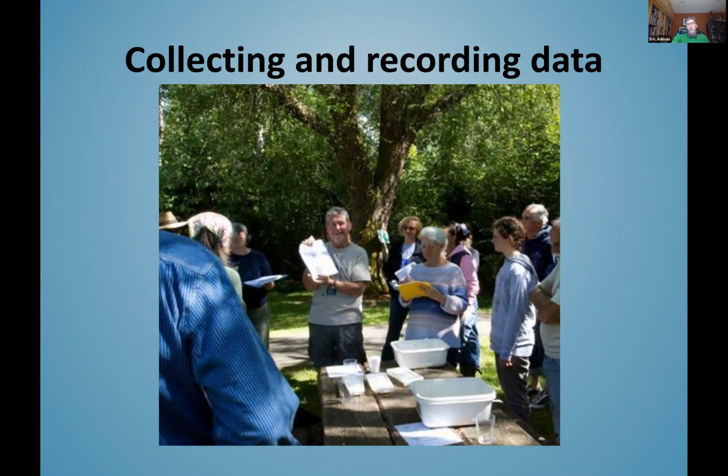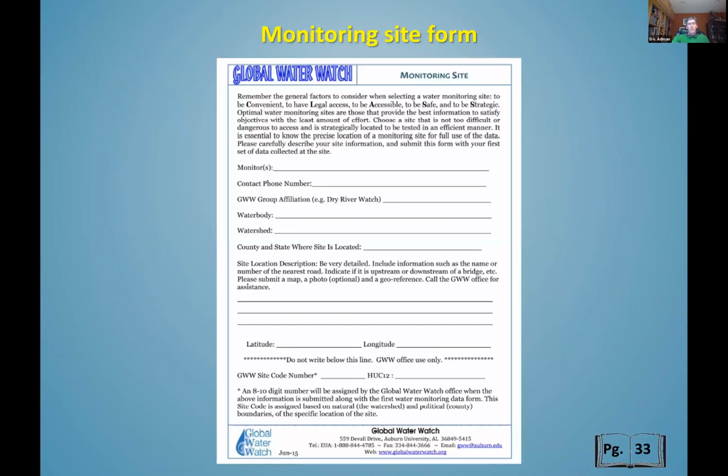All right, so now you've chosen your site. Now you're going to start collecting and recording data. Using the Global Water Watch system, we have a monitoring site form. This is a form that you would go through just one time that identifies who you are, and information about the water body and the watershed. It's got details about the site, the latitude and the longitude. If you pick a site that's not already in our system, you give me this information, and then I will enter it into our system and set up a site so that when you go online later, you can enter data associated with this site.